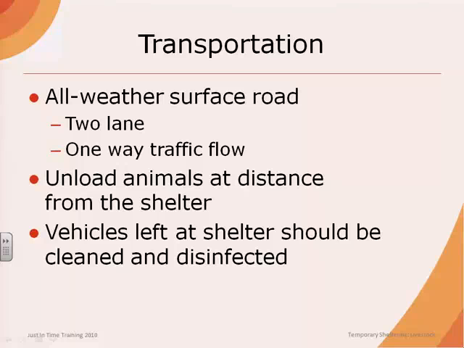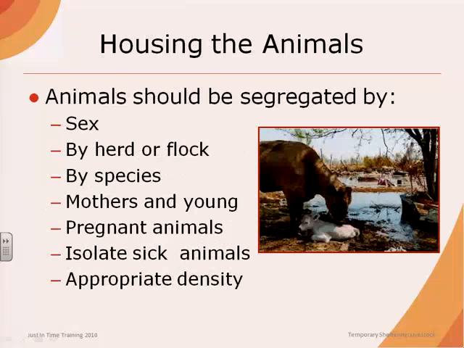If transportation vehicles need to be left at the site, they should be thoroughly cleaned and disinfected. All animals should have some form of permanent identification, such as a microchip, ear tag, tattoo, or branding. When housing the animals, different species will have different grouping requirements. Most livestock species can usually be grouped together.